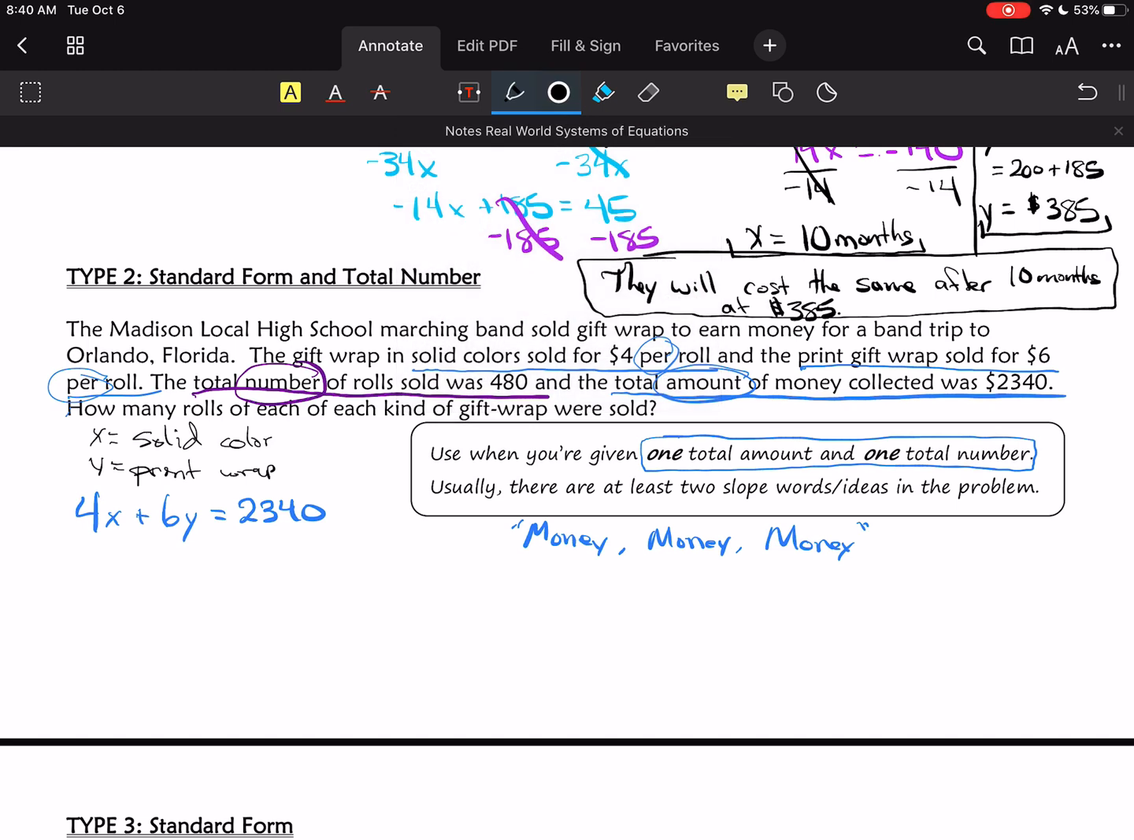Now, to get the total number of rolls sold to be 480, so I know that this is going to equal 480 rolls, right? If x is the number of solid colored rolls and y is the total number of printed rolls, to get the total number of rolls sold, I would just add those two things together. So x plus y.